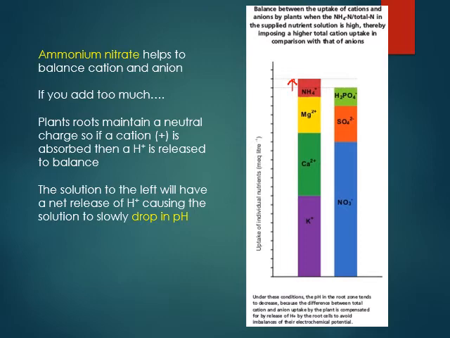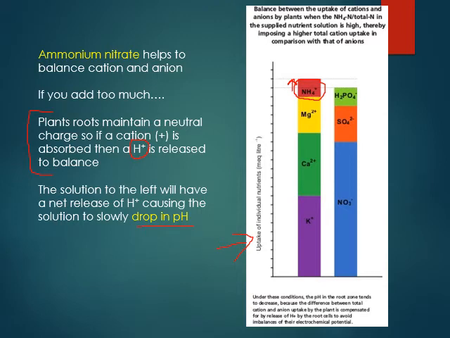And because there's slightly more positive charge in the fertilizer than negative, what happens is, remember, when plants are absorbing nutrients, they try to maintain a neutral charge. So if they're absorbing a positive ammonium, they're going to release a proton. And protons contribute to acid. So this solution over here, if it was in your nutrient tank, the pH would slowly go down as the roots are feeding.